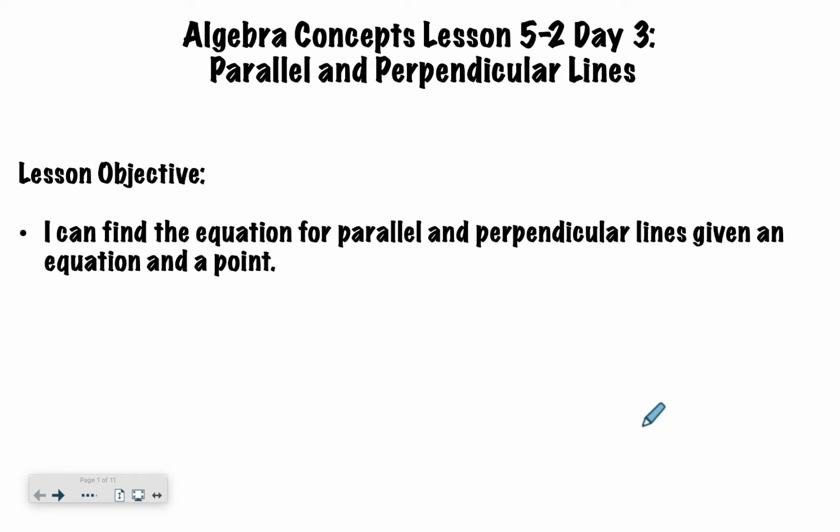Today we are talking about parallel and perpendicular lines. By the end of this lesson, you should be able to find the equation for parallel and perpendicular lines given an equation and a point. So let's first recap what parallel and perpendicular mean.